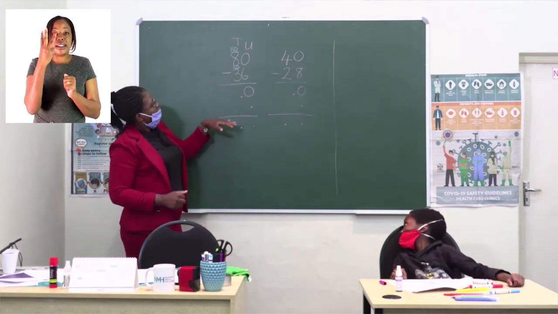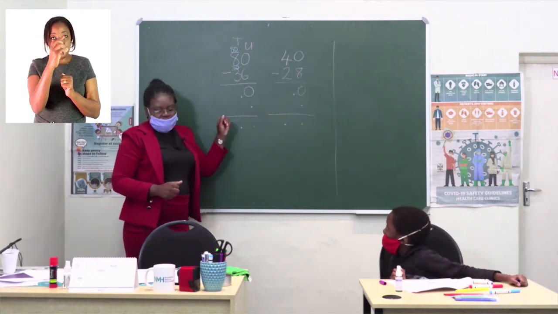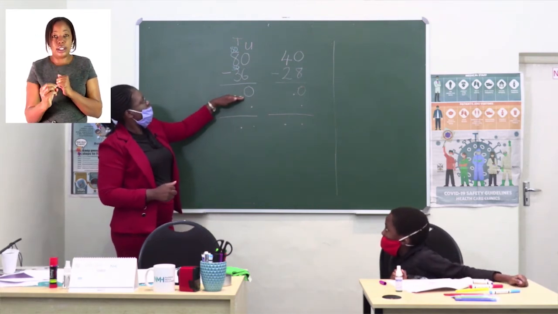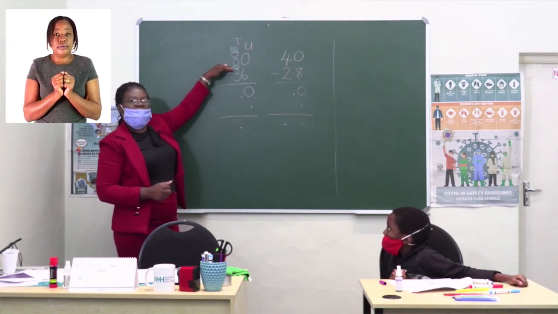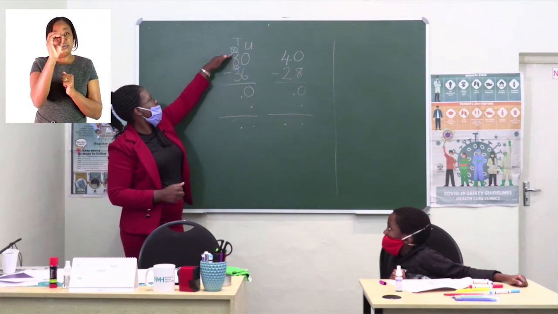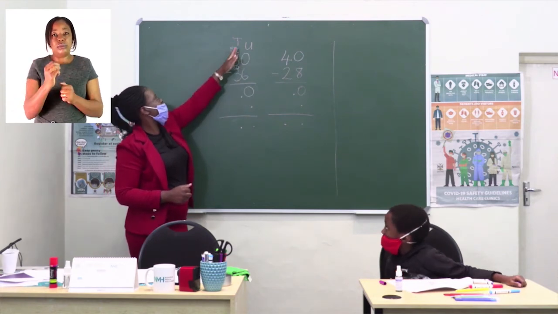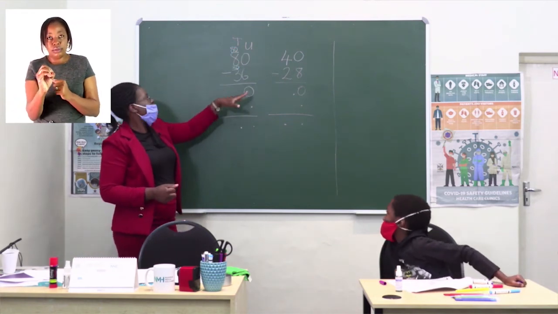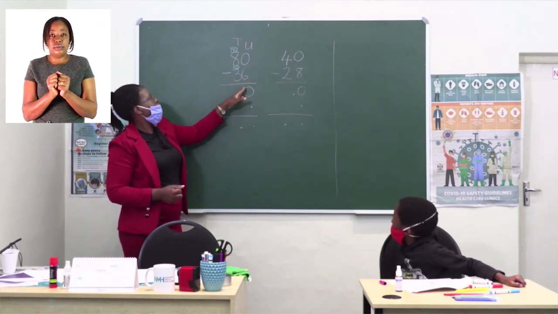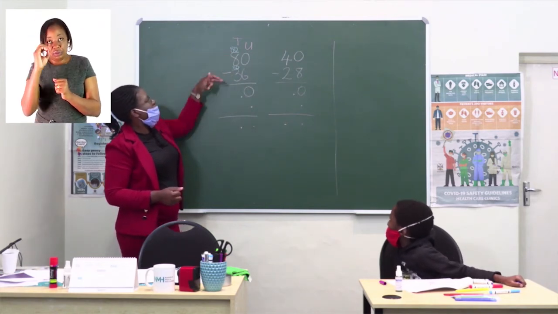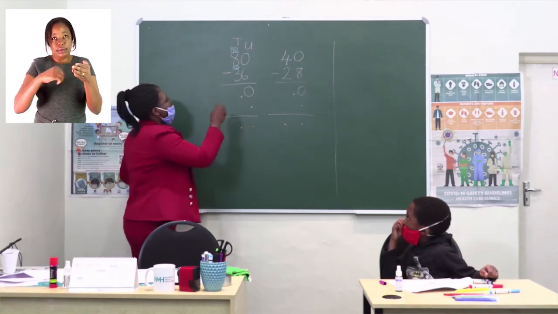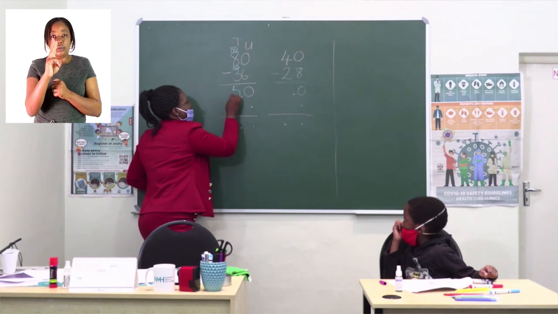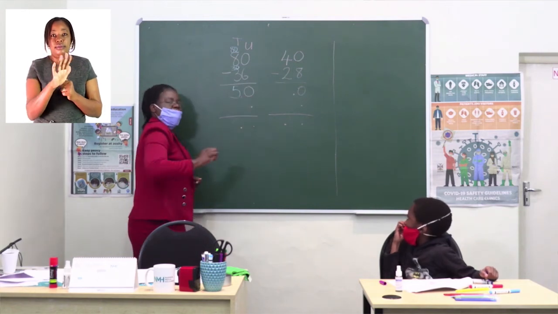Now, I'm going to take away. Are we together? So what will be 80 take away 30? Remember there is a 0 and there is a 0 there, so a 0 will obviously come down. And what about 8 take away 3? What am I left with? I'm left with a 5. So I'm writing my 5 there. So I have 50 there.